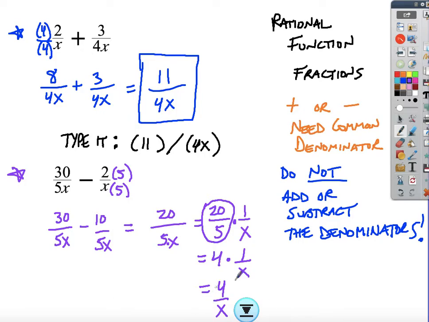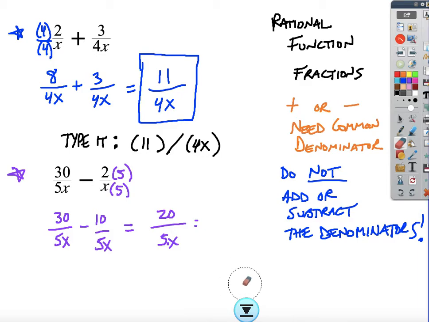Okay, now that's kind of the long way behind it. That's the reason why it works the way it works. But here's what I do when I get to, let me clean this up a little bit. When we were here, okay, when we subtracted, we had our common denominator, we did 30 minus 10, and we got 20. So when it comes to reducing, 20 divided by 5 is 4.